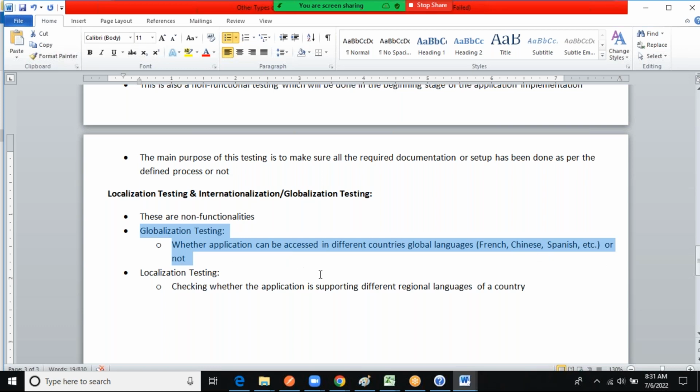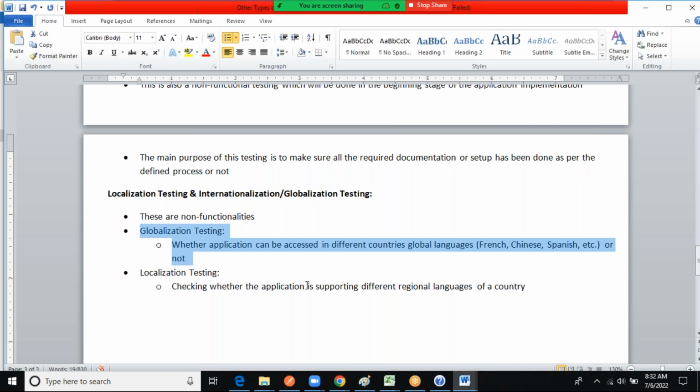We don't decide. If a vendor is developing the application, we focus on the requirements only. We don't decide that we will support French as well; it's extra work. We don't need to focus on that unless the customer explicitly asks that the application must support different translations. Then they will give the languages, and we will provide translations for those languages.